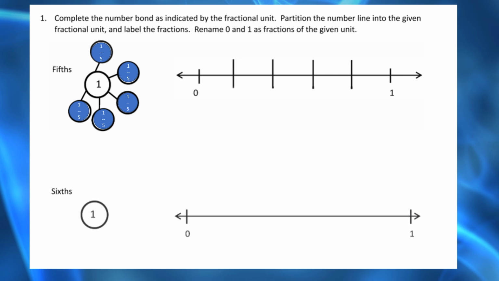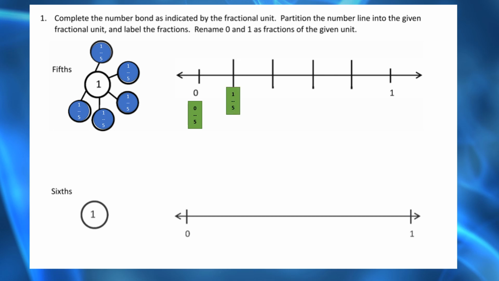Now I need to label this number line here, and it's already partitioned into fifths for me. So all that we have to do is label our number line, and we always start with the first endpoint. On this number line, it's 0. So what fifth is the same as 0? That's right, 0/5. Now let's continue on to label our number line.